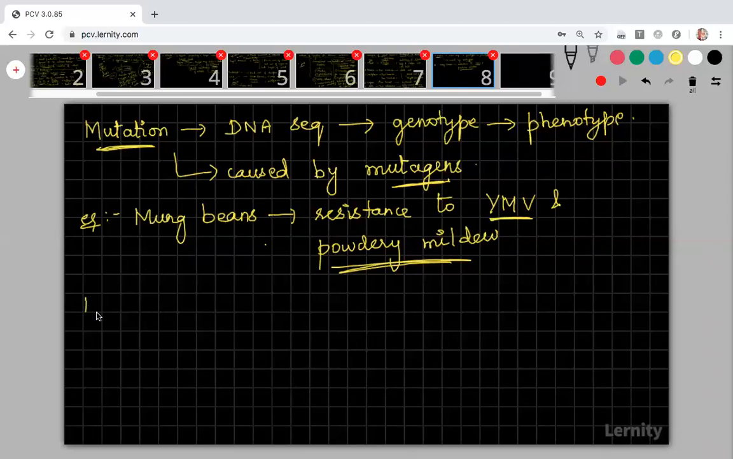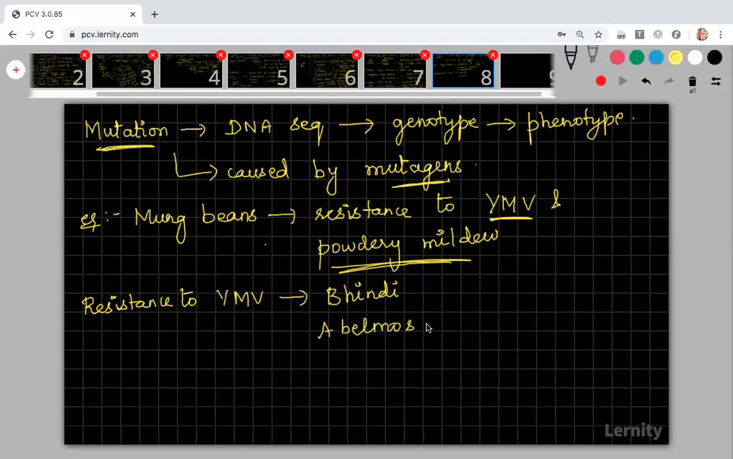And then one more thing, resistance to this yellow mosaic virus. I want to tell you one more plant that was created resistant to yellow mosaic virus, and that is bindi. You know what is bindi? Lady's finger.